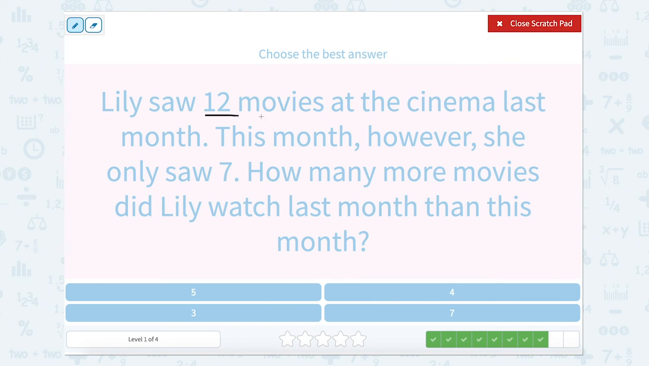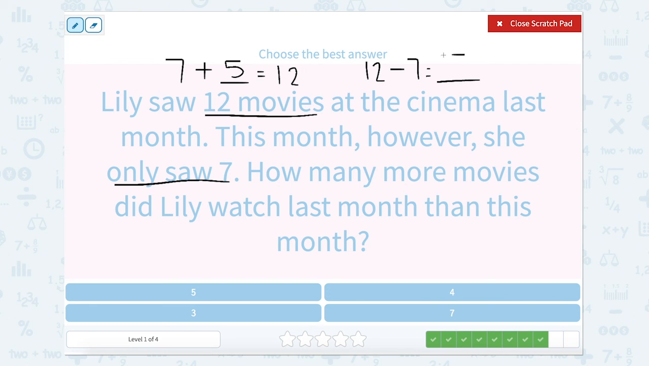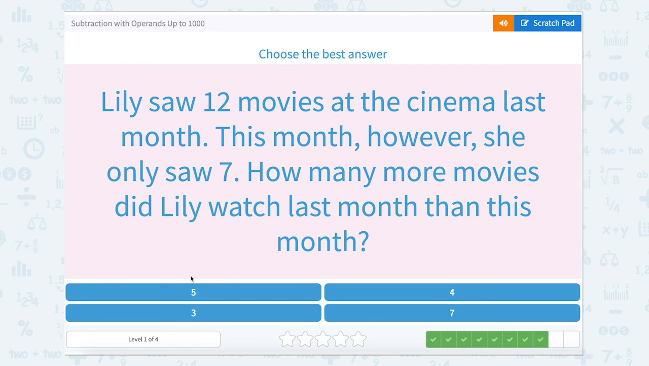So Lily saw 12 movies last month and only saw 7 this month. So if we want to figure out how many more movies she saw last month, we can think of it as 7 plus something equals 12. Or we can think of it as 12 minus 7 will give us our number. And 7 plus something, or 12 minus 7, that missing number in both equations is 5. So let's close out and click 5.